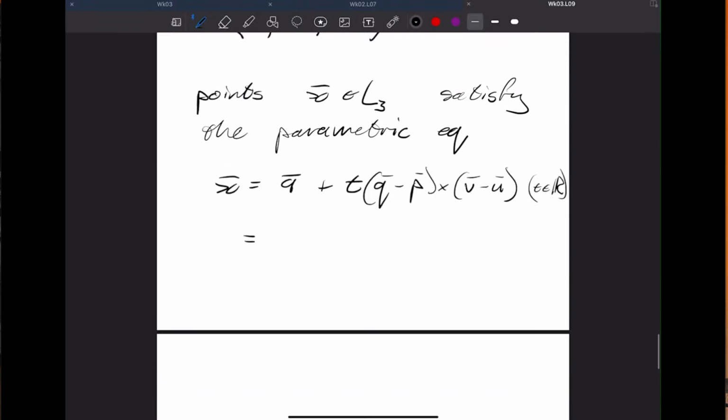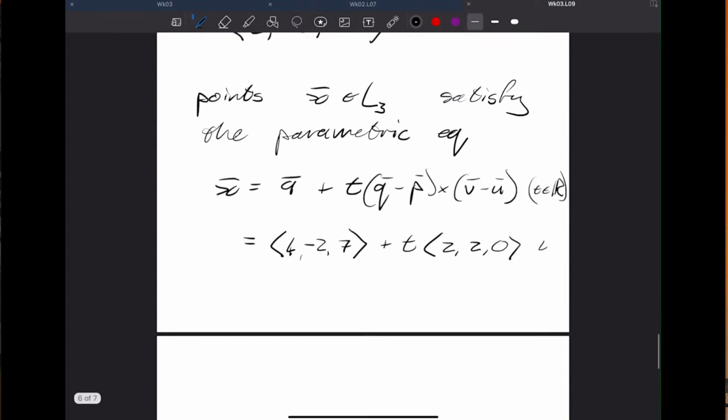But we know what these vectors are. That is (4, -2, 7), that is A, plus T times the direction that we computed from the cross product, (2, 2, 0), with T in the real numbers. So there we have a parametric equation for line 3.